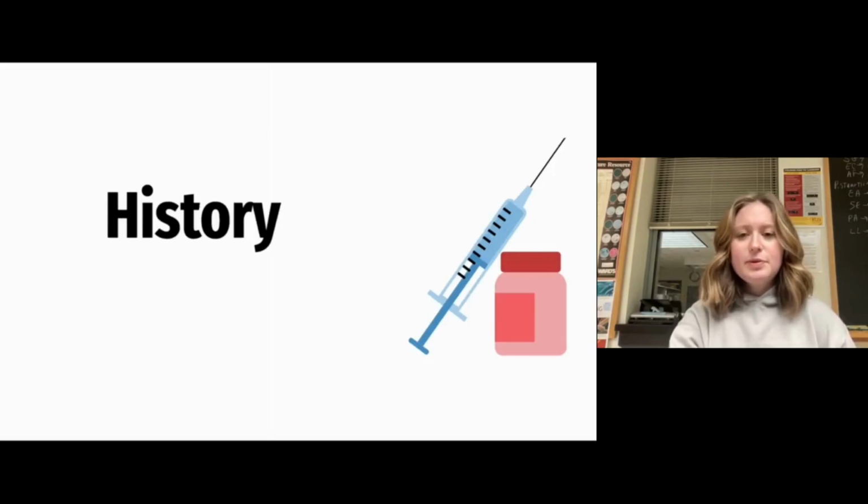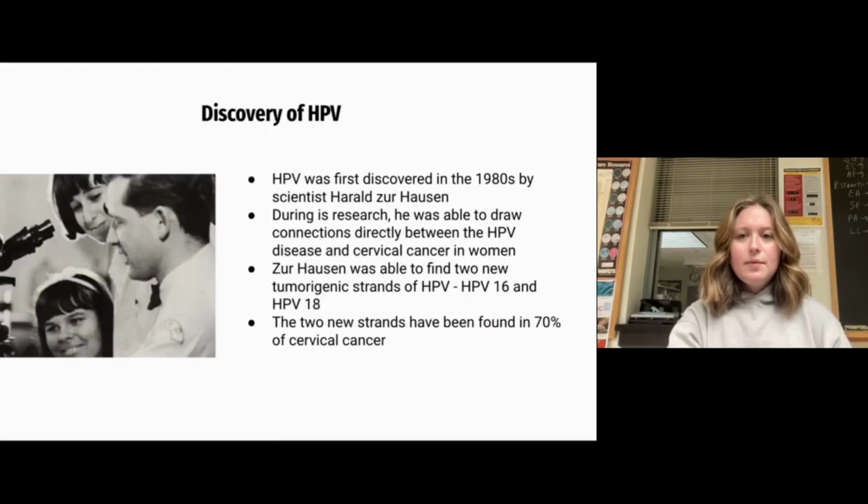The history of HPV. HPV was discovered in the 1980s by scientist Harald zur Hausen. During his research, he was able to draw connections directly between HPV disease and cervical cancer in women. Zur Hausen was able to find 2 new tumorigenic strains of HPV. These strains are HPV 16 and HPV 18. And the 2 strains have been found in 70% of cervical cancers.